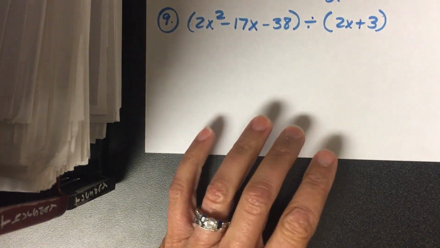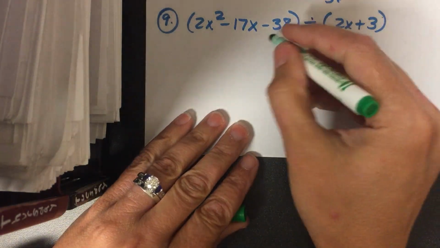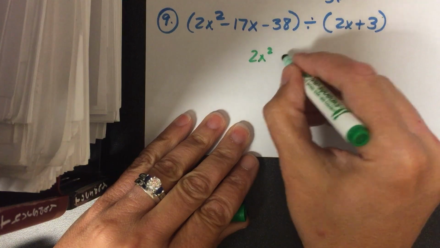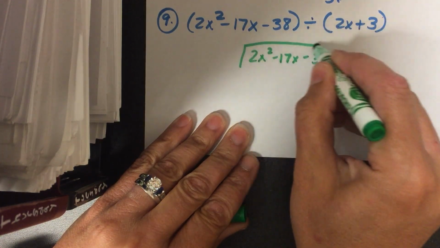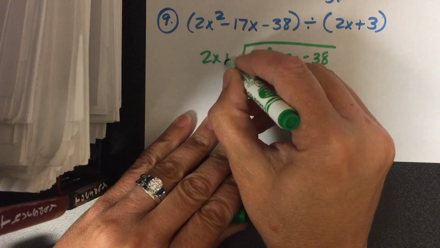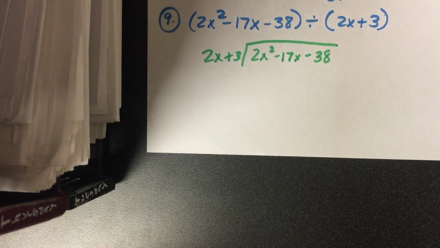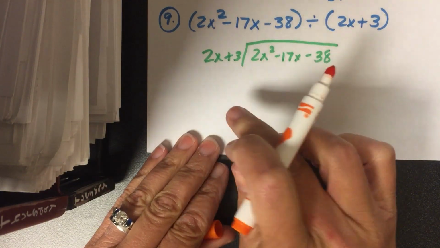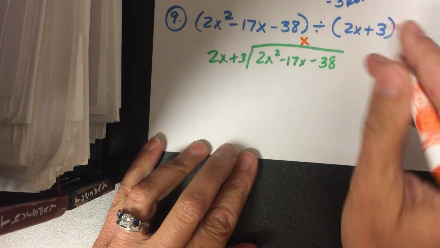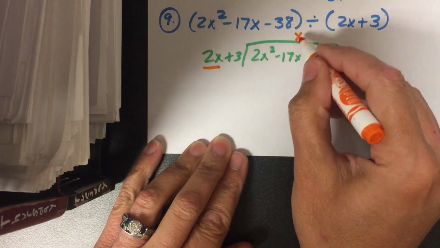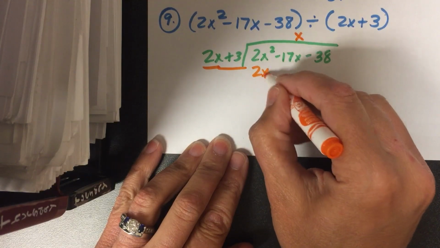Okay, number 9. So for number 9, I don't need to add any placeholders. Everything's there. So I'm going to have 2x squared minus 17x minus 38 divided by 2x plus 3. So I'm going to do the same thing. I'm going to try to find out how many times does 2x go into 2x squared. Well, x times, because I have to multiply 2x times x to get 2x squared. So x times 2x is 2x squared.